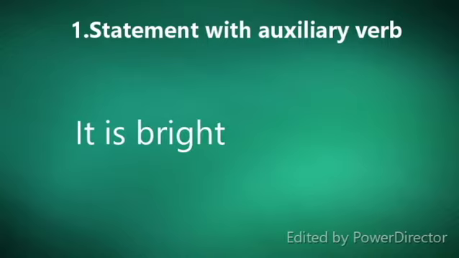Example, it is bright. It's a positive statement. It doesn't have any negative word like not, none, never, anything. Then, it also has an auxiliary verb, is. Question tag always starts with the auxiliary verb. So for this sentence, is is the auxiliary verb, so the question tag also starts with the is.